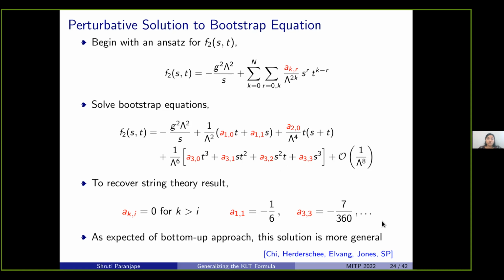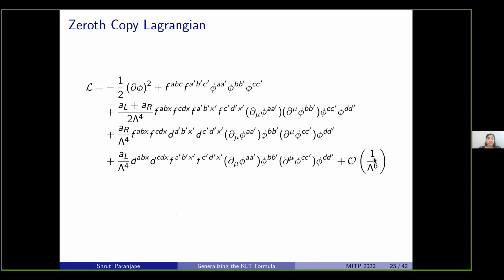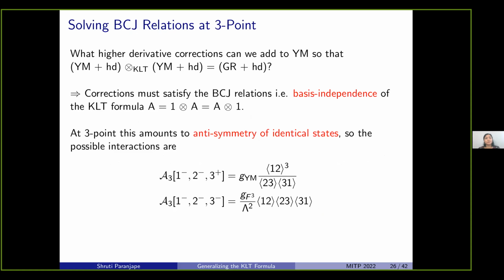Good. So this is now our 4-point generalized KLT kernel, which corresponds to an identity theory with such a Lagrangian, for those of you who like Lagrangians more. Good. So what can we double copy with this setup? So let's start at 3 point. At 3 point, I want to understand what I can double copy, what I can add to Yang-Mills and then double copy.